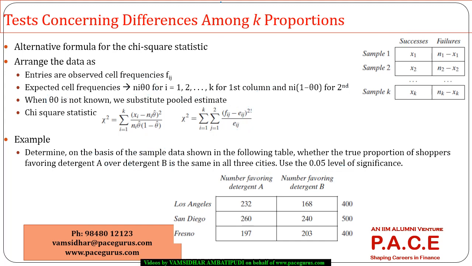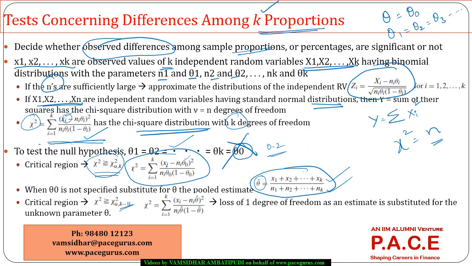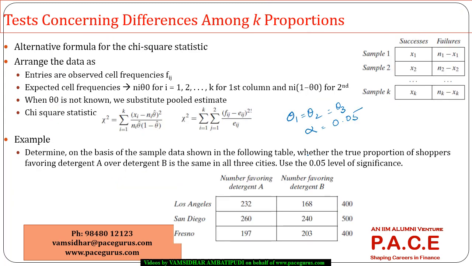Because here, if I go systematically for this example, my null hypothesis is theta 1 equal to theta 2 equal to theta 3. The alternate will be that at least one of them is different from the rest. The alpha that I am using is 0.05. So if I have to reject my null hypothesis, look at the critical region here. The critical region is chi-squared greater than or equal to chi-squared alpha and k.